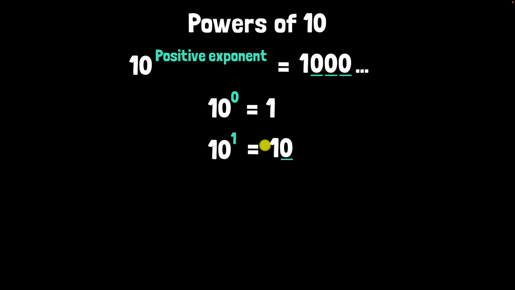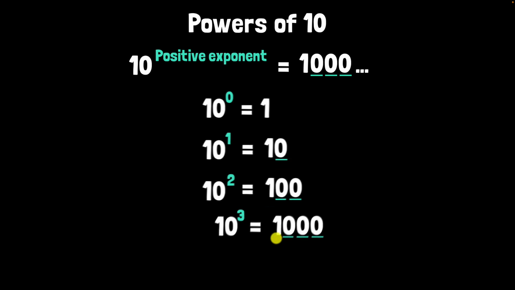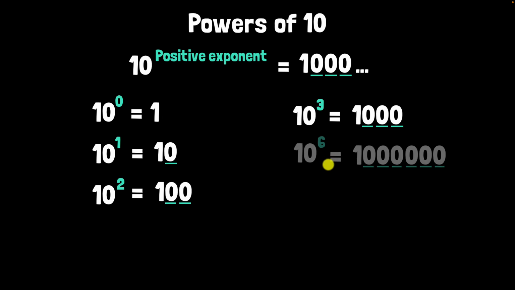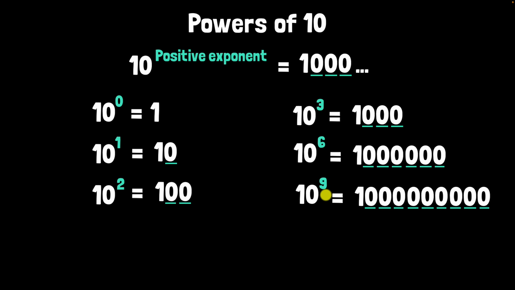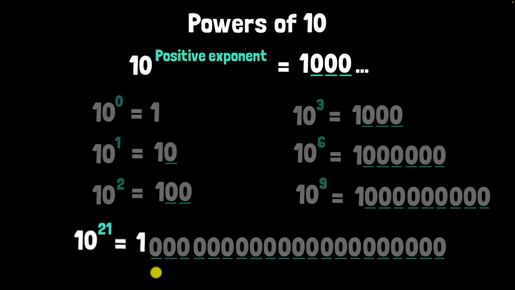10 to the power 1 means you put 1 zero to the right of 1, so it's 10. 10 to the power 2 is you put 2 zeros to the right of 1, which means 100. 10 to the power 3, 3 zeros to the right of 1, is 1,000, and so on and so forth. 10 to the power 6 is 6 zeros to the right of 1, which we call a million. And 10 to the power 9 would be 9 zeros to the right of 1, which we call a billion. 10 to the power 21 is 21 zeros to the right of 1. Does that make sense?